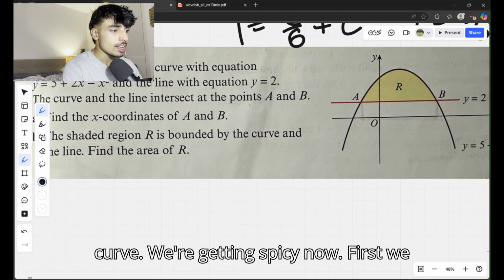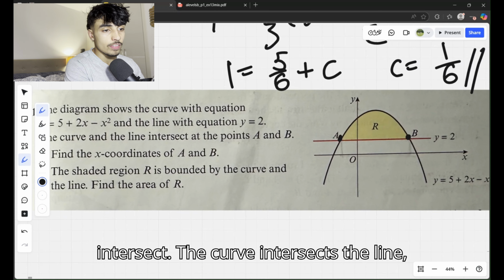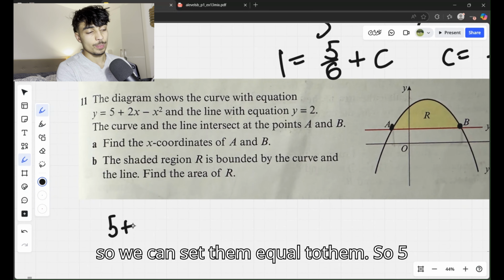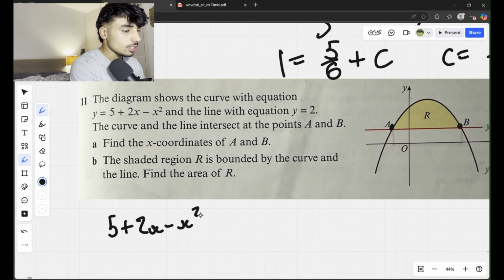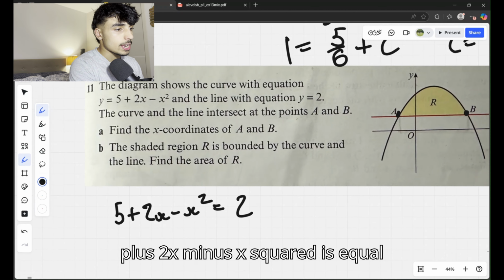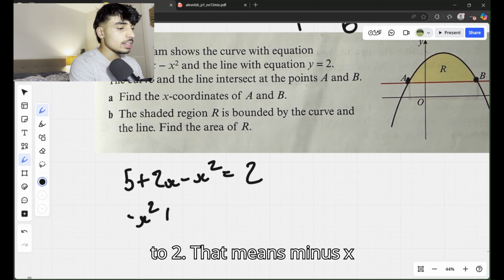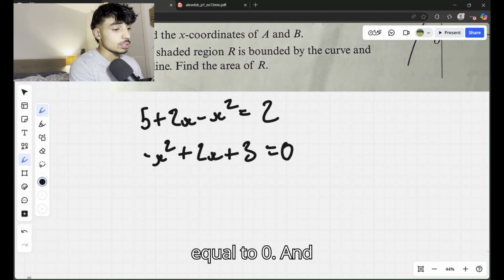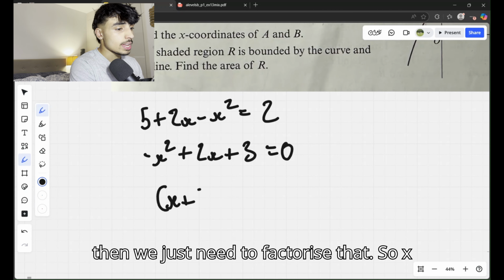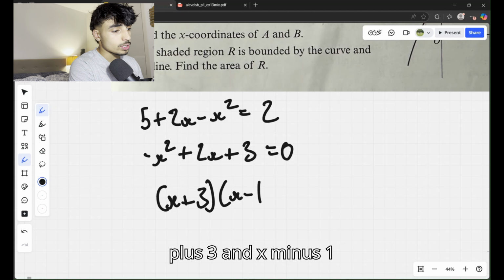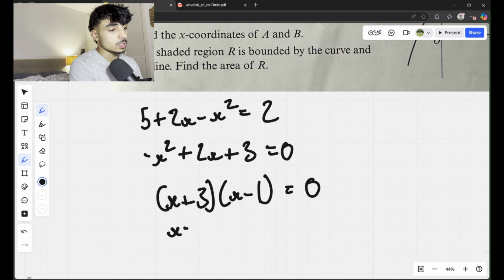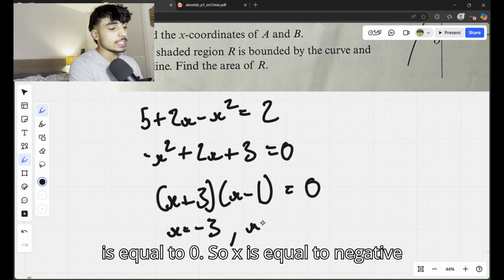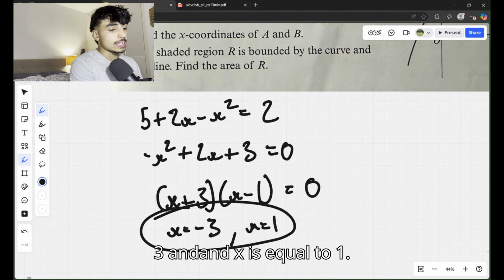First, we need to find the x coordinates of A and B. So essentially, we know that they intersect. Okay, the curve intersects the line, so we can set them equal to each other. So 5 plus 2x minus x squared is equal to 2. That means minus x squared plus 2x plus 3 is equal to 0. Okay, and then we just need to factorize that. So x plus 3 and x minus 1 is equal to 0. So x is equal to negative 3 and x is equal to 1.